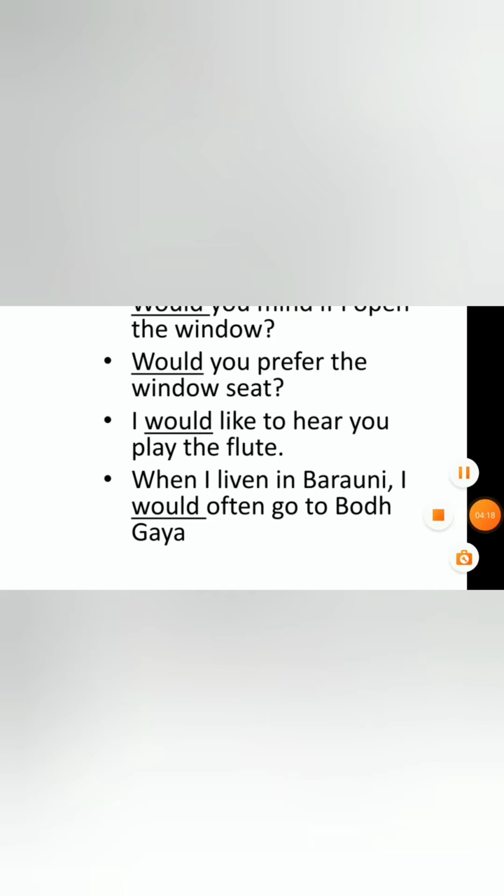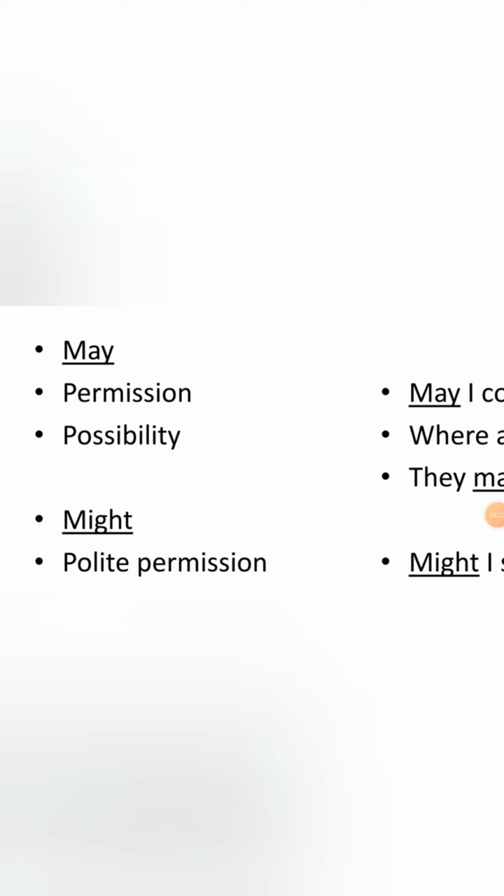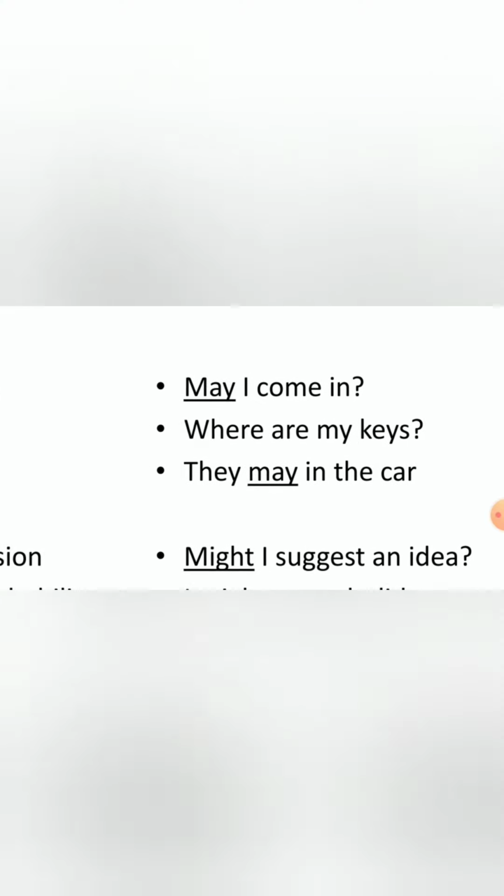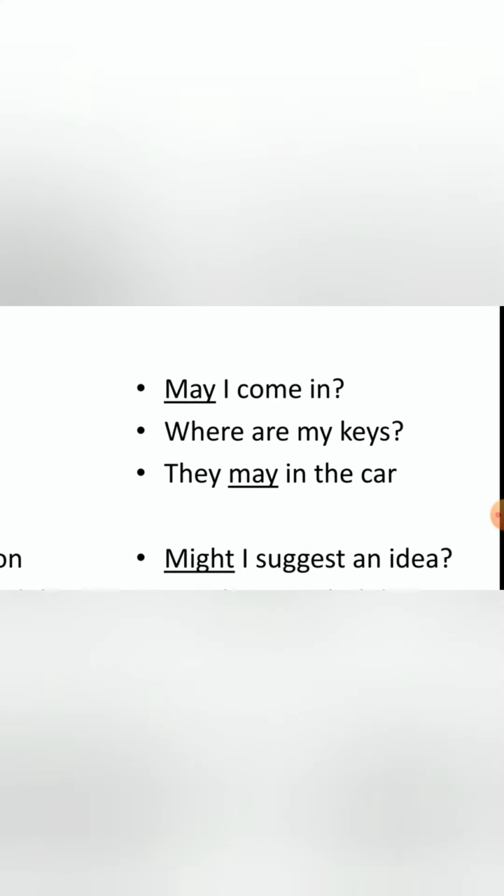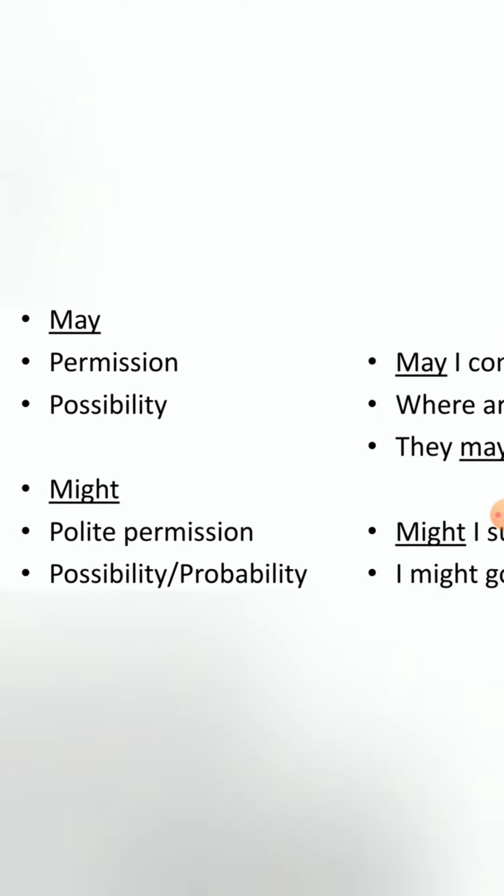Next one is may. The modal verb may is most commonly used to express possibility. It can also be used to give a request or permission, although this usage is becoming less common. So here we have 2 functions, permission and possibility. Permission. May I come in? When you ask permission, you can use the modal verb may. May I come in? Next one is possibility.